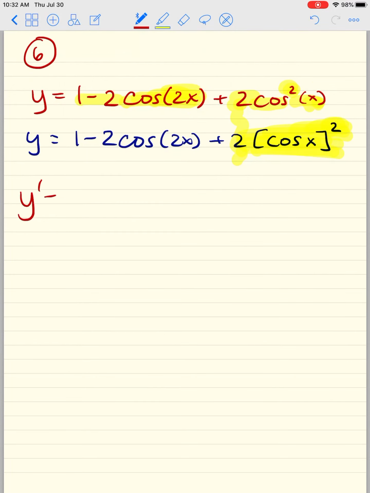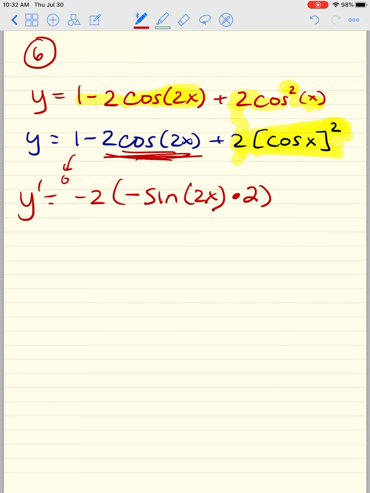So the derivative of 1 is 0, okay? Now, negative 2 is stuck to the cosine. It's not a product rule. There's no 2 x's there. So what's the derivative of cosine angle? Negative sine angle times the derivative of the angle. The derivative of 2x is 2. So that's this person right there, okay?